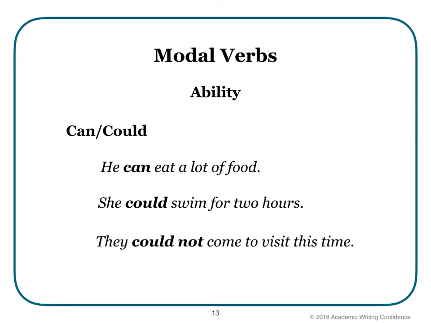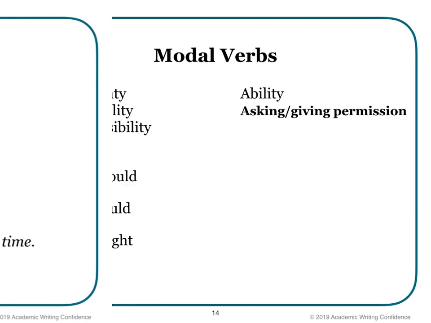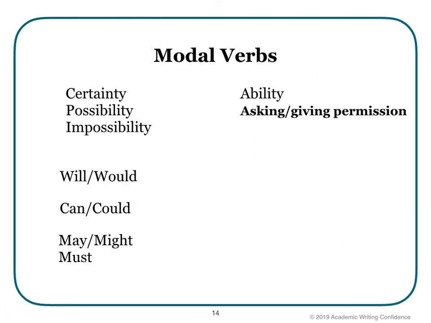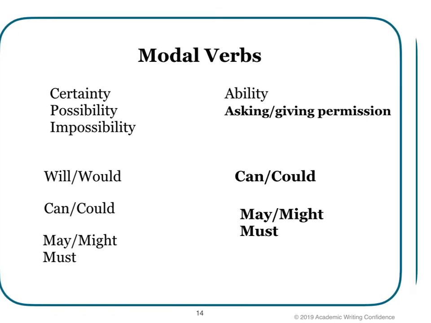They could not come to visit this time. Here, the words can and could show that something or someone is able to do something. Here's another way that modal verbs can be used. They can be used to ask or give permission. Can or could, may, might, must can be used in this way.